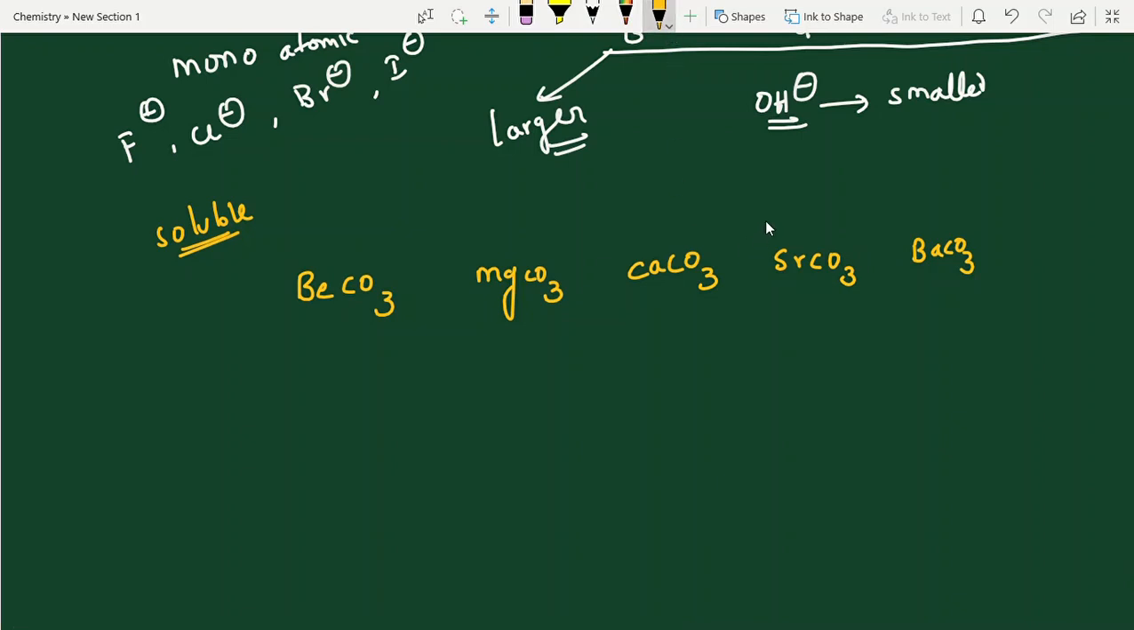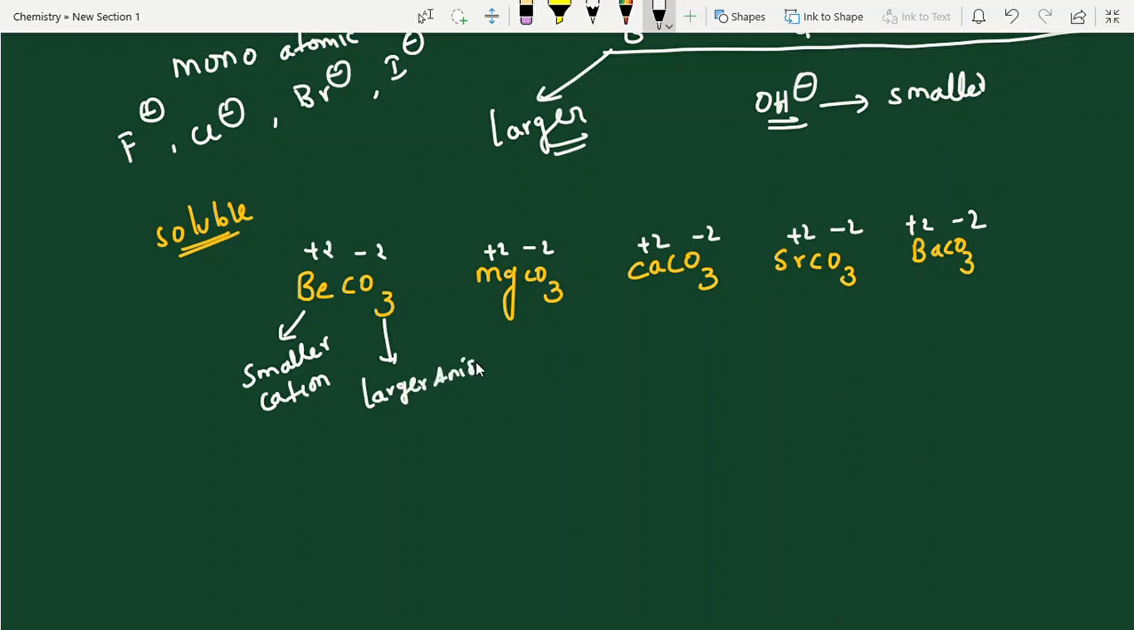Now look into this. This is beryllium plus 2 carbonate. This is magnesium plus 2 carbonate. Calcium plus 2 carbonate. Strontium plus 2 carbonate. Carbonate is a minus charge, everybody knows. See here, students. This is a smaller cation. This is a larger anion. So the cation and anion have a large difference. More difference is nothing but more soluble.